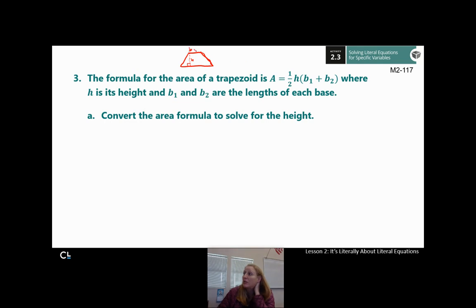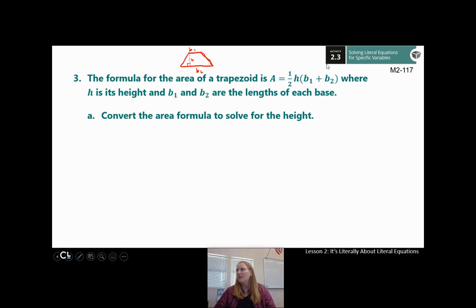So this is base 1, this is base 2. So the area of a trapezoid is 1/2 the height times the sum of the two bases, which we'll call b sub 1 and b sub 2. So h is its height, b sub 1 and b sub 2 are the lengths of each of the bases, those two parallel sides.